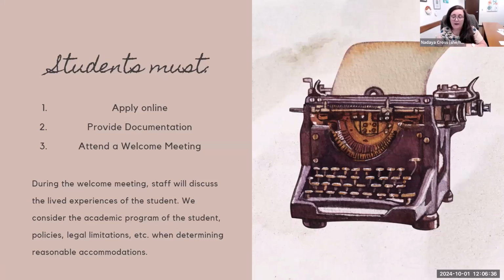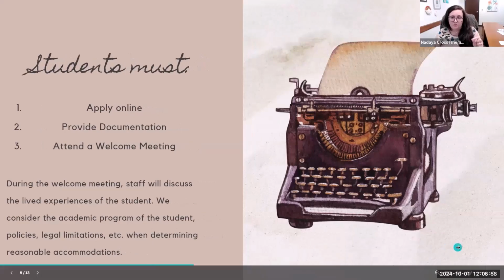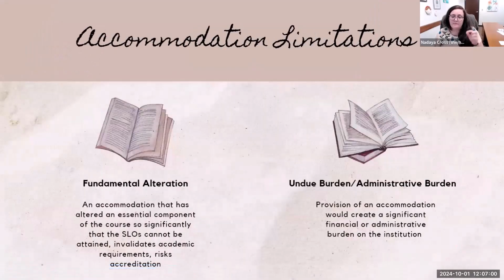We consider all aspects of what the student is going through. So we think about the academic program the student is in. We consider any policies that are in place both within our department and the larger university. And we also think about the legal limitations that are placed upon us as practitioners when we determine these reasonable accommodations. So I want to highlight just real quick about these two limitations that may come into play for us as practitioners, but could potentially be addressed through access.